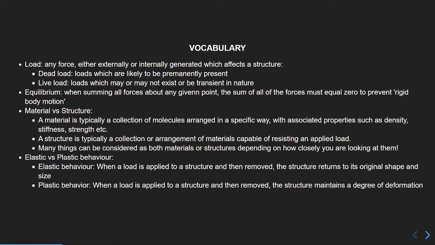And then plastic behavior is when a load is applied to a structure and then removed, the structure maintains a degree of deformation. So in this case, it failed, but actually I can't get this thing to be plastic. What else could I do? Okay, you can see the spring of this book. If I bend the spring, it maintains some of the deformation that's been applied. So that's plastic behavior. Cool?